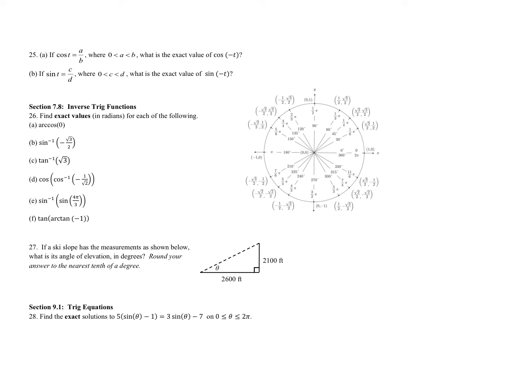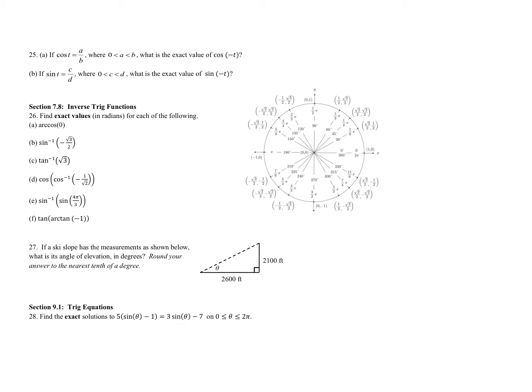All right, on to part 3 of the exam 3 review video. I pulled up a unit circle to the side here just so we can look at that as we answer some of these questions. So for 25, if cosine of t equals a over b, then what is the exact value of cosine of negative t?